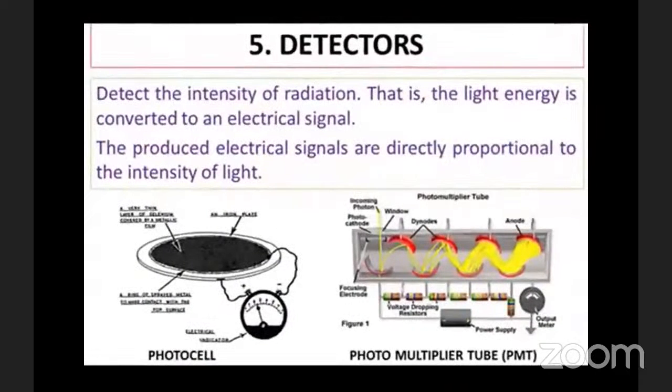The next component is the photodetector. As in flame emission spectroscopy, atomic absorption spectroscopy also uses a photocell or photomultiplier tube as photodetectors. These photodetectors detect the intensity of the radiation by converting the light energy into an electrical signal. The produced electrical signals are directly proportional to the intensity of the light.